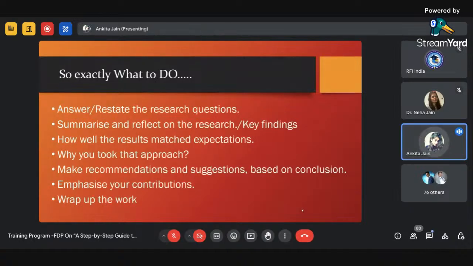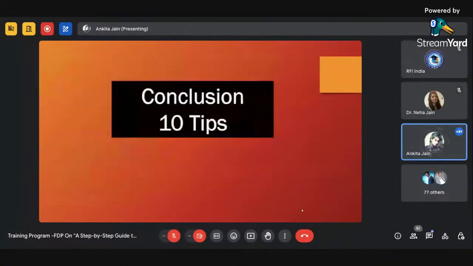Then emphasize your contributions. Whatever you are contributing to researchers or some people or anything, you should emphasize it. And finally, in a line or two, or in a single small paragraph, you should wrap up the work. So now the last 10 tips which I have for you all.